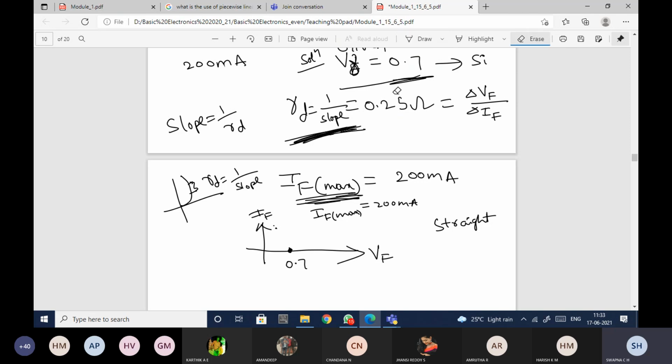If I want to know some point here, I need to know 2 points there. This is fine because it is just 0.7, so I'll have 0.7 comma 0 on this x-axis. But if I'm drawing it in the first quadrant, I need to know two coordinates: one related to the voltage on the x-axis, and one related to the y-axis. The y-axis I know already. He has given it as 200 milliamperes. So I need to find this VF, and to find this VF, he has given RD. So let us go ahead with this.